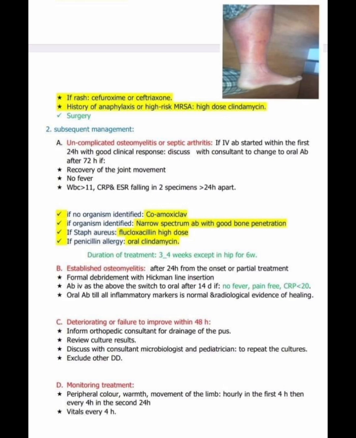Monitoring treatment is that peripheral color, warmth, movement of the limb hourly in the first 4 hours, then every 4 hours in the second 24 hours. Vitals every 4 hours. So this is all about this video station.